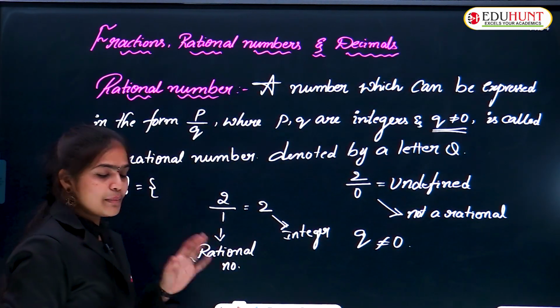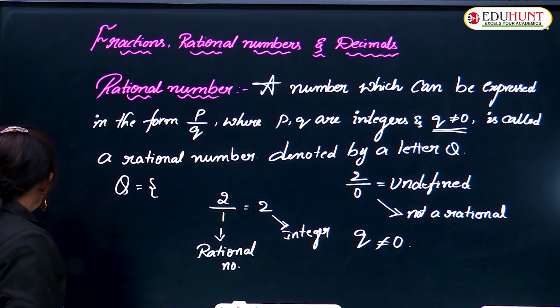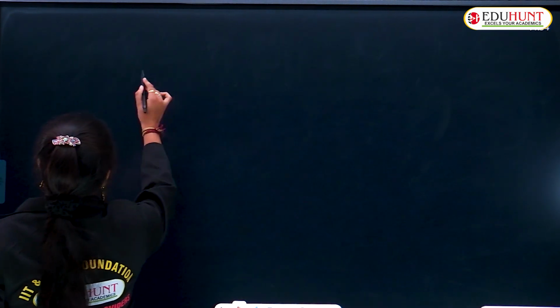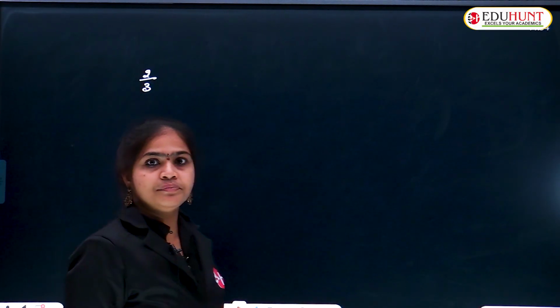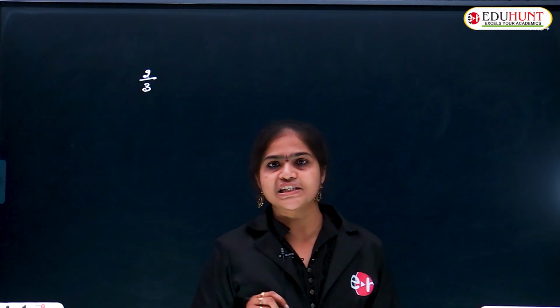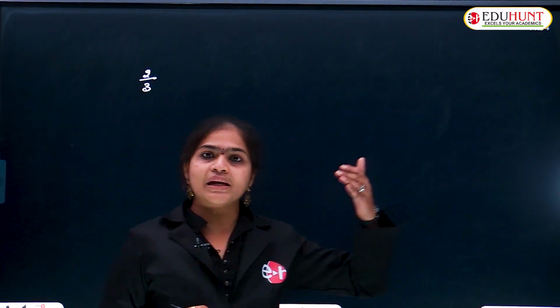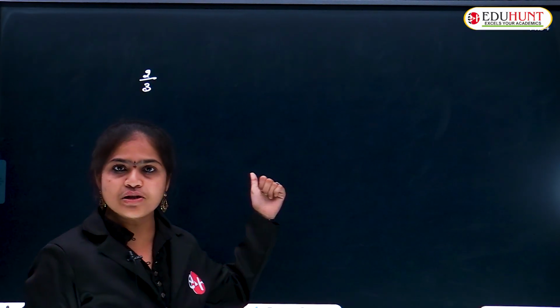Okay, so this is about rational numbers. Here I will write one of the rational numbers, say 2 by 3. Is it a rational number? Yes, of course. Is it a positive rational number or a negative rational number? Positive rational number, because both numerator and denominator are positive integers.